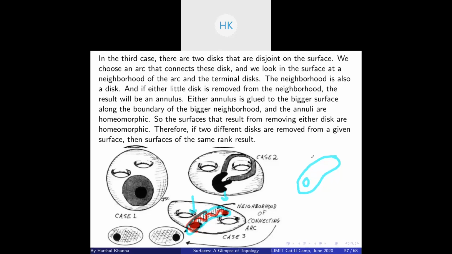But annuli are homeomorphic to each other, right? So we can just paste an annulus instead of this surface, right? So you will again get the same rank. Is this clear with everyone? If yes, say yes. If not, say no. If you need time, say I need time.